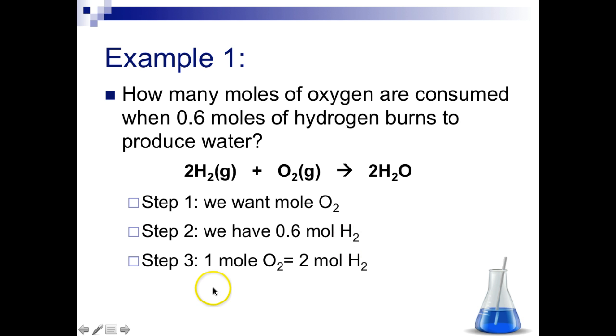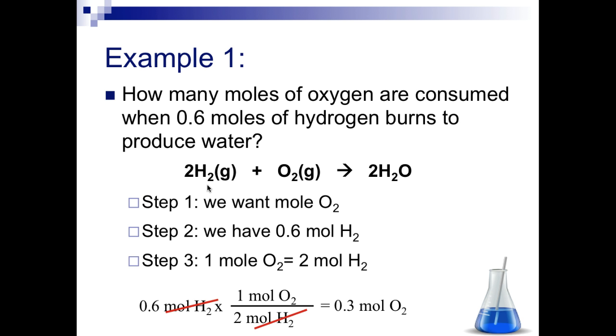And what do we know? We know that based on the coefficients from this balanced chemical equation, for every 1 mole of O2, we have 2 moles of H2. And that's what we're going to use to convert from one compound to the next. So we're going to set it up like we've been doing in the past. So 0.6 moles of H2 times 1 mole of O2 over 2 moles of H2. Moles of H2 are going to go away, and we're going to be left with 0.3 moles of O2.